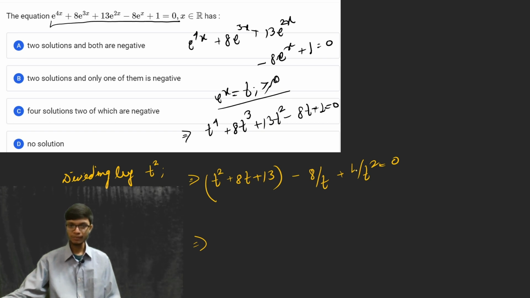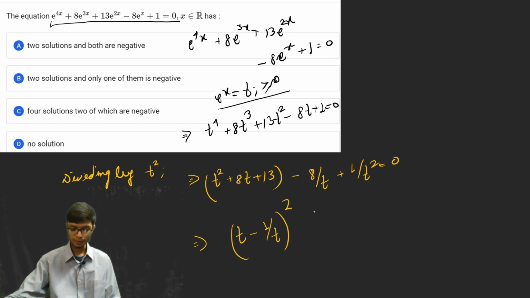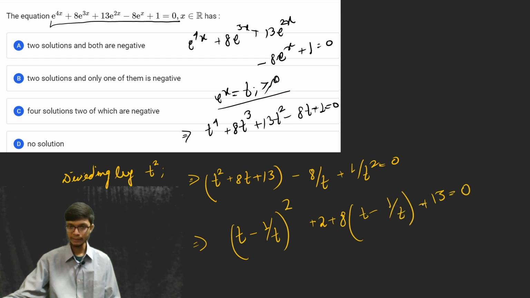What I need is basically the parameter 2. So I can write this as, if I subtract 2, then I can firstly get one of this square term as t minus 1 by t whole square plus 2, because I subtracted 2, I have to add 2. And if I take this 8 as common, this will be 8 times t minus 1 by t, and 13 is left out as independent terms.